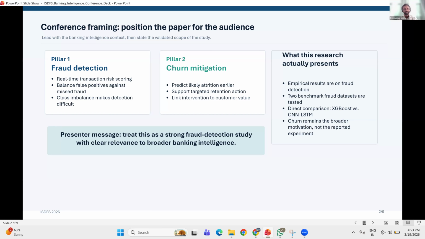And here is another actual outcome we can consider. Churn remains the broader motivation, not the repeated experiment. So as a presenter message, I can say treat this as a strong fraud detection study with clear relevance to broader banking intelligence. Let's move on to the next slide.